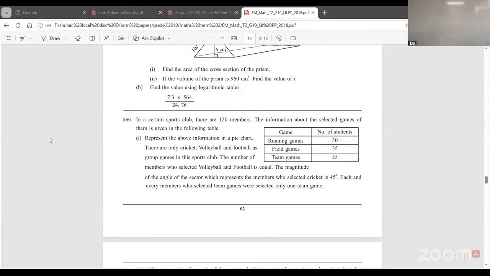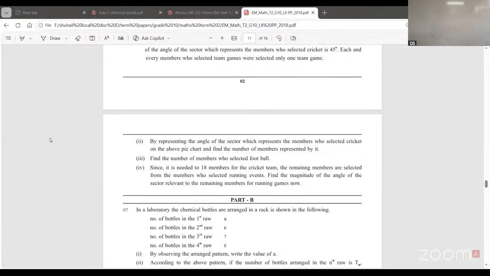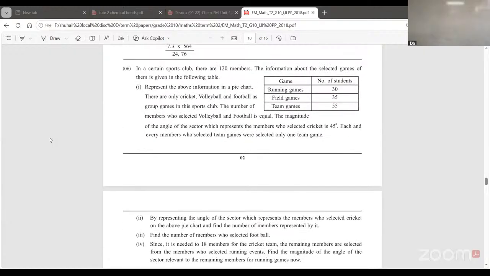Group games. Now they have running games, field games, and team games. Team games are cricket, volleyball, and football. The number of members who selected volleyball and football is equal. The magnitude of the angle of the sector which represents the members who selected cricket is 45 degrees. Each member selected only one team game. Now represent the above information in a pie chart.